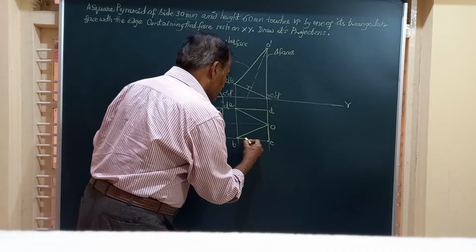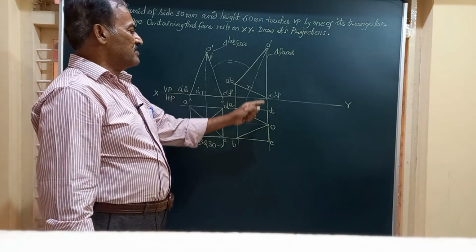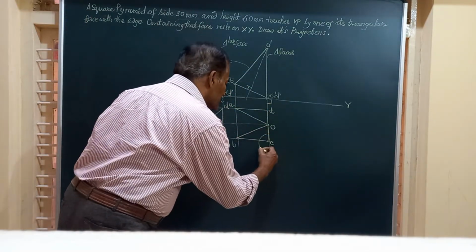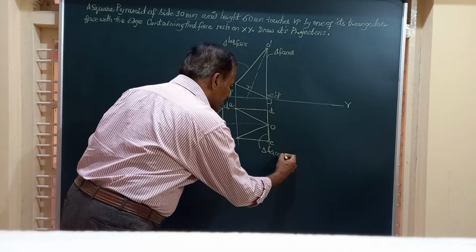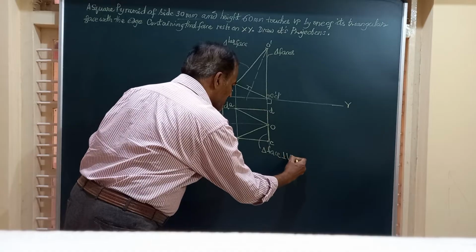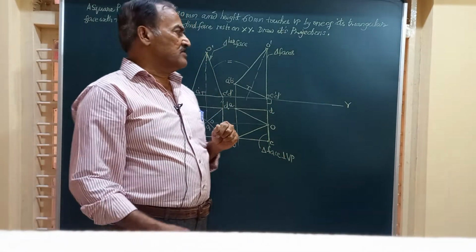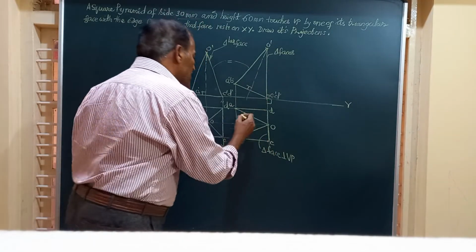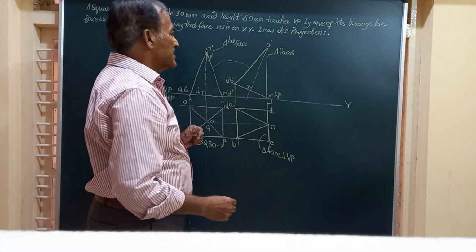Friends, this is how the pyramid looks when one of the triangular faces has become vertical. So I will write down here, this triangular face is vertical or perpendicular to VP. This is VP, it is perpendicular. But what is it that we want? We want this OCD to be on the vertical plane. OCD should be on the vertical plane.